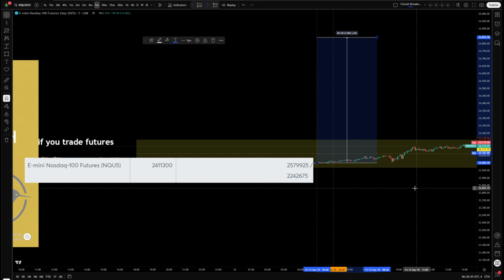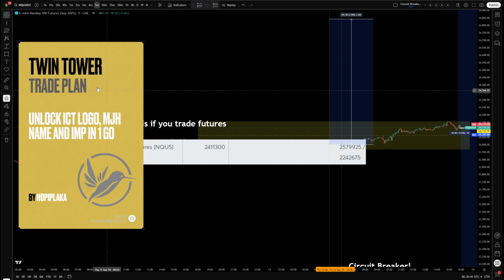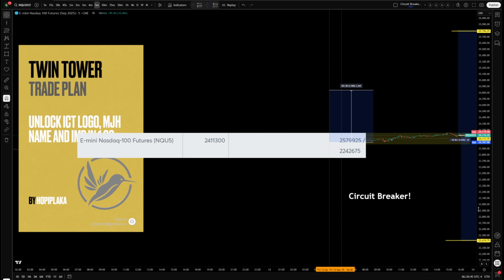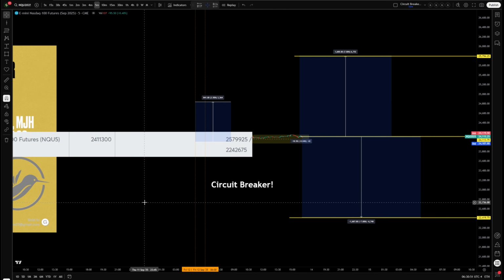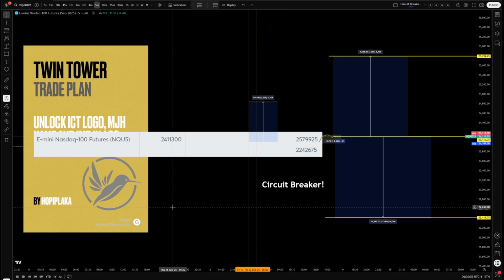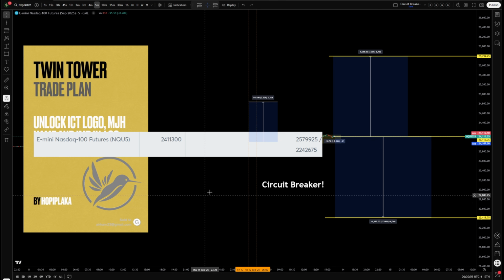So now you understand what these two circuit breakers are. You can then have a look at the book and have a look exactly how Hoppy fractalizes them for the Twin Tower trade plan. I've had a lot of questions about this, so hopefully you understand now what these circuit breakers are. You can go to the CME Group website and you could find the reference values for yourself, or you can use the very simple hack that I did to find the equilibrium price of the 30-second candle.